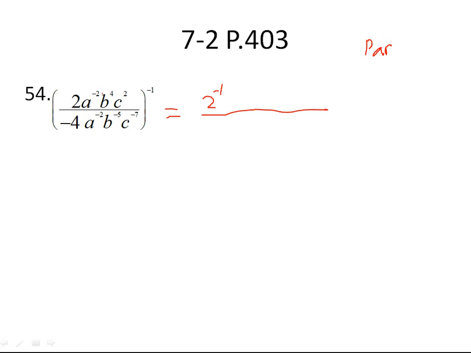And then here's a to the -2, so we multiply the -2 times the -1, which makes a positive 2 exponent. b to the 4th, we raise that to the -1 power. -1 times 4 is -4. And then we have c squared, so 2 times -1 is -2.